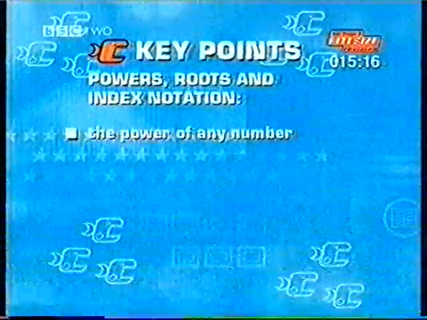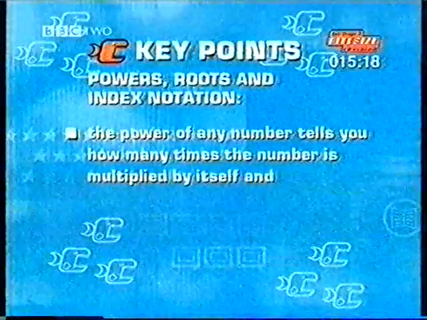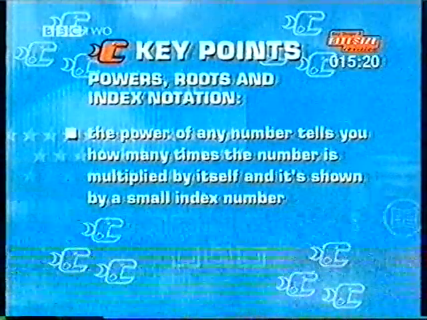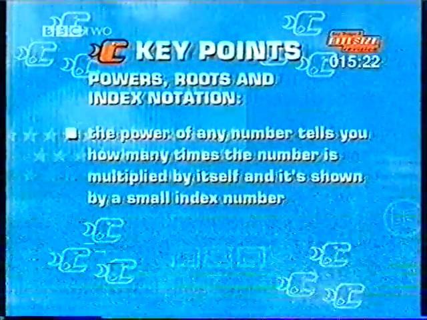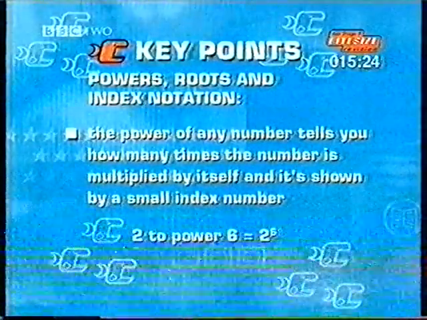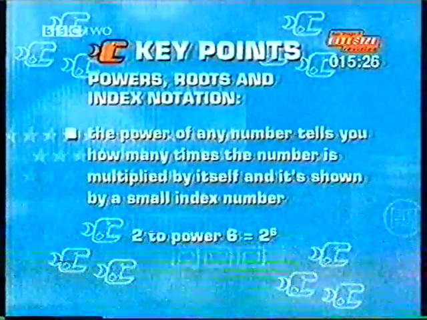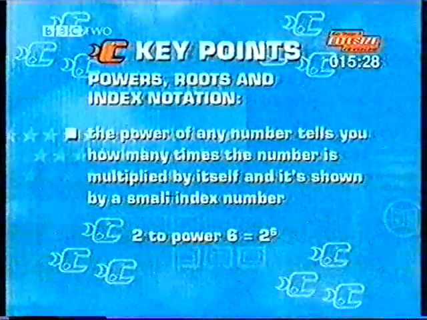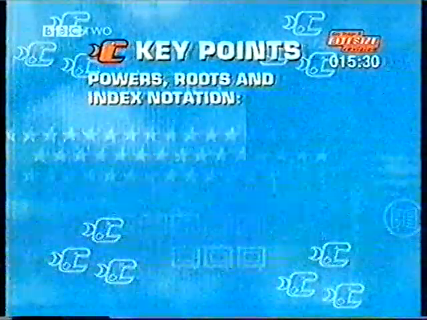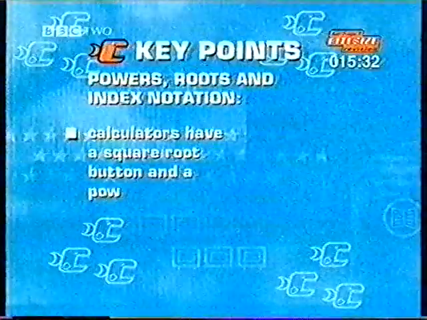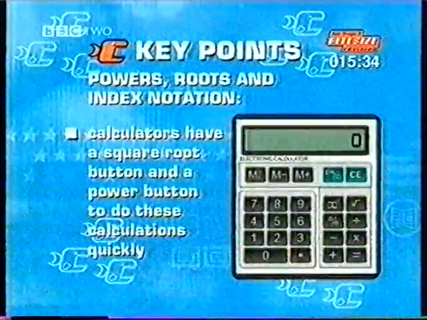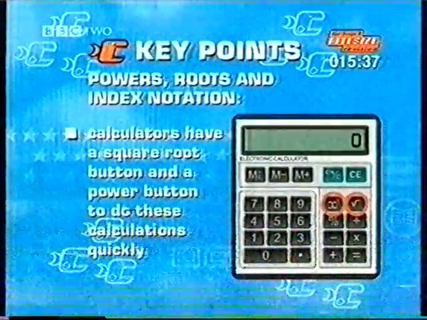The power of any number tells you how many times the number is multiplied by itself, and it's shown by a small index number. So 2 to the power of 6 is written as a 2 with a little 6 slightly to the right and above it. And finally, remember there are special square root and power buttons on your calculator to help you work them out quickly.